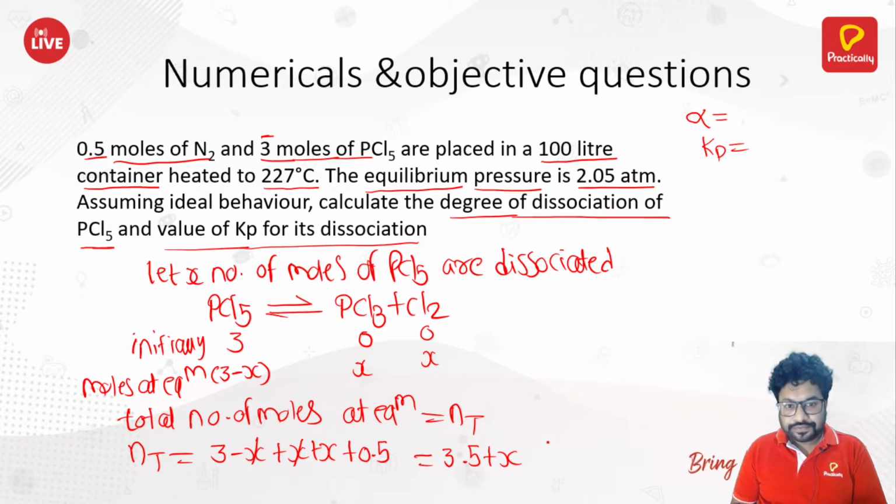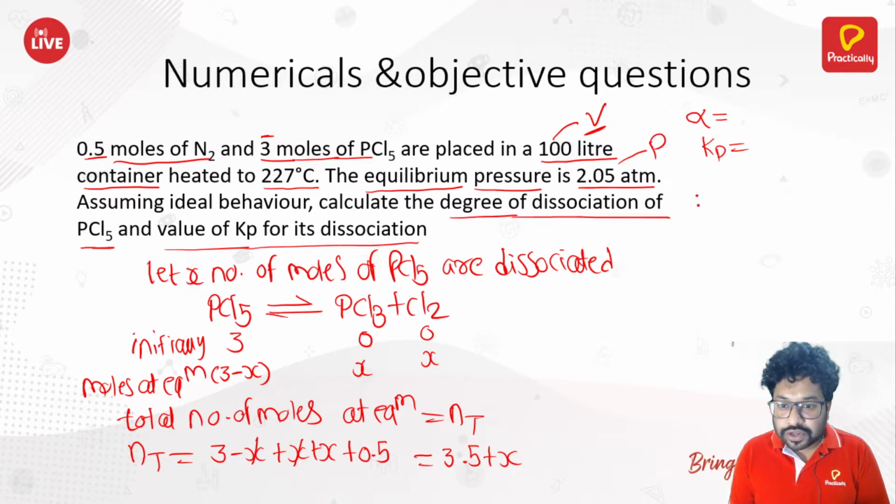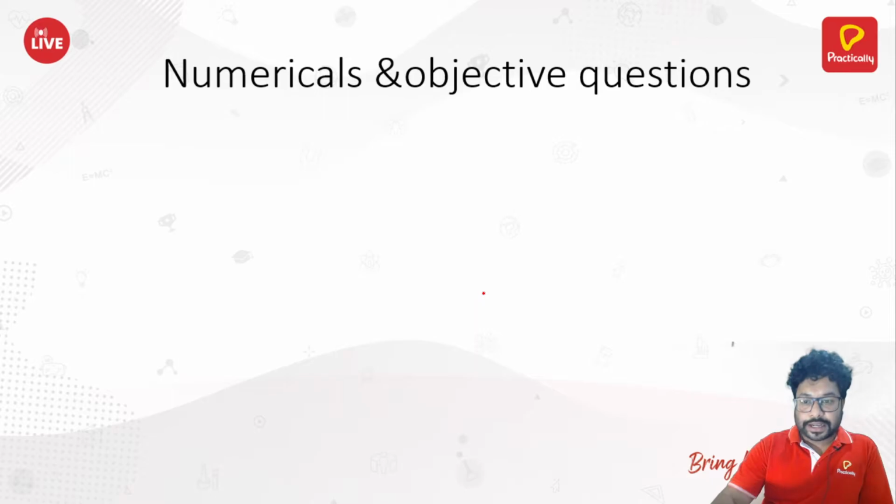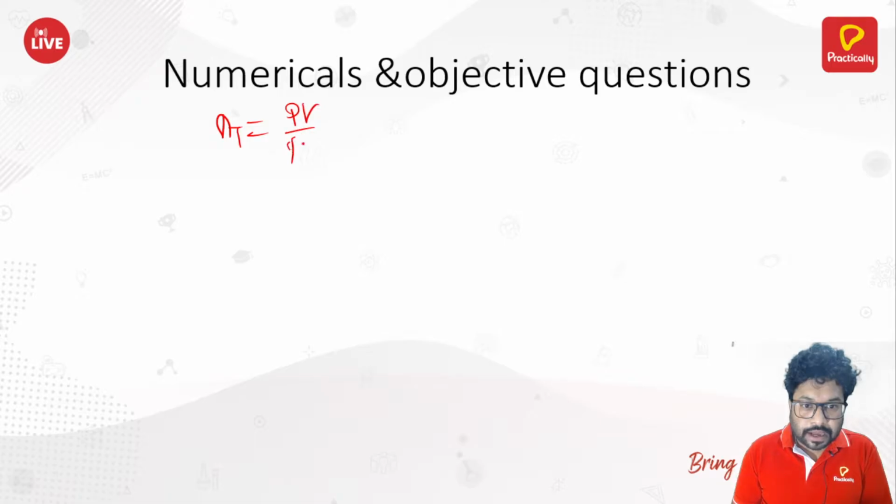Now let's look at this reaction. The pressure is given, the volume is given, the temperature is given, and R you already know. From that, we can get the number of moles. You know the equation PV is equal to nRT. Here n means Nt, the total number of moles. So Nt will be equal to PV by RT. Now let's go to the next page. Nt is equal to PV by RT.